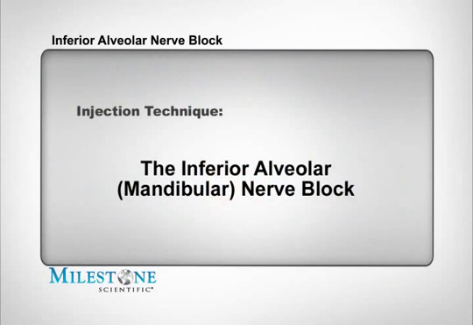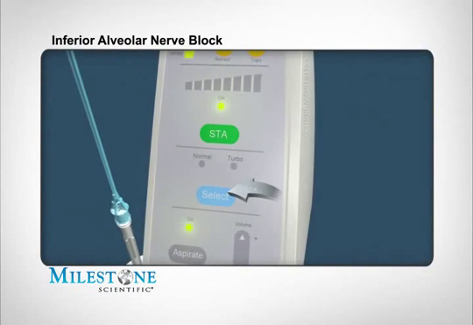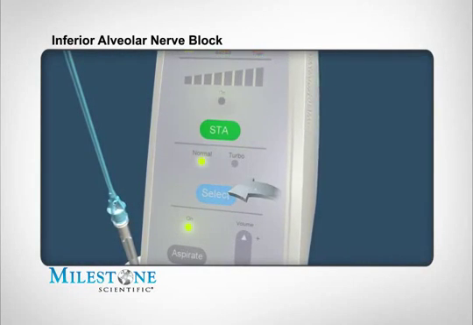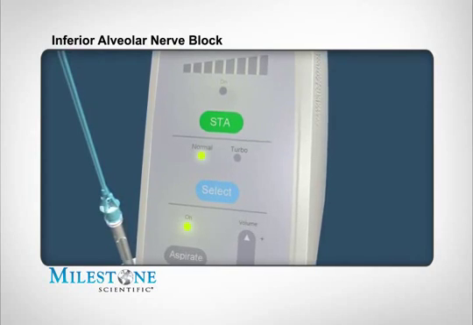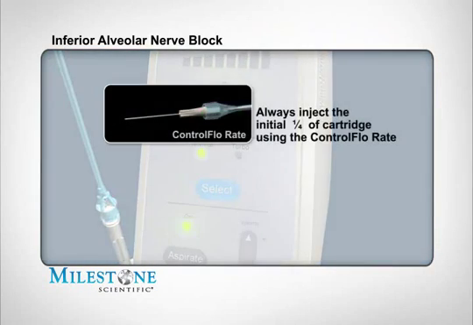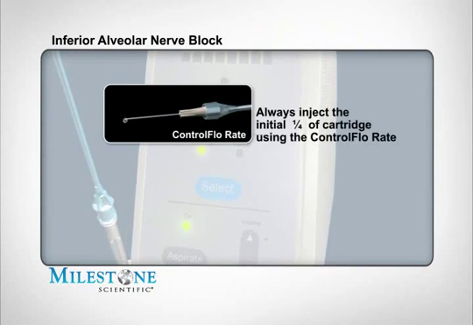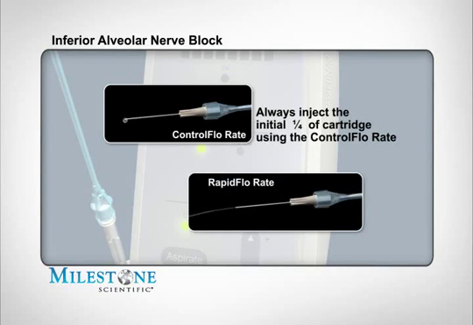Injection technique: the inferior alveolar mandibular nerve block. Set the STA instrument to the normal mode, which allows the STA to function with two distinct flow rates, the control flow and the rapid flow rate. Utilize the control flow rate to administer a minimum of 1/4 of the cartridge for the initial phase of the block injection. Once the patient feels the onset of soft tissue anesthesia, transition to the rapid flow rate.